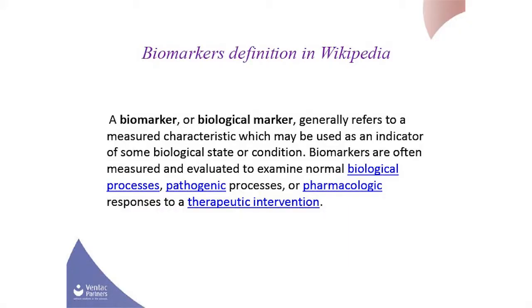So if you go to Wikipedia and look at what a biomarker is, it really refers to something that you measure and which is characteristic for something. Specifically then, in our case, the biological state, whether it's the normal biological process or a pathogenic process or something happening during a therapeutic intervention. So with that definition, you could, of course, see that there are a lot of different ones that could be used. So they could be used also for a lot of different things, just as pure information.